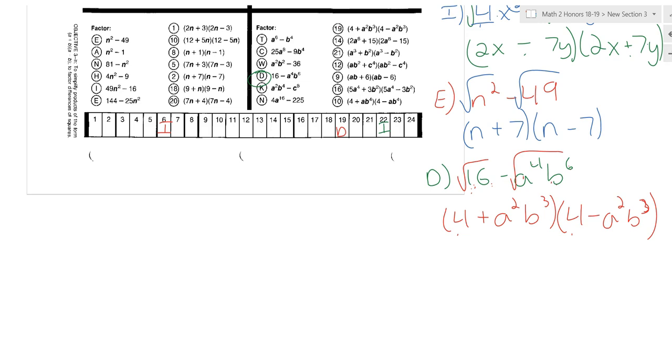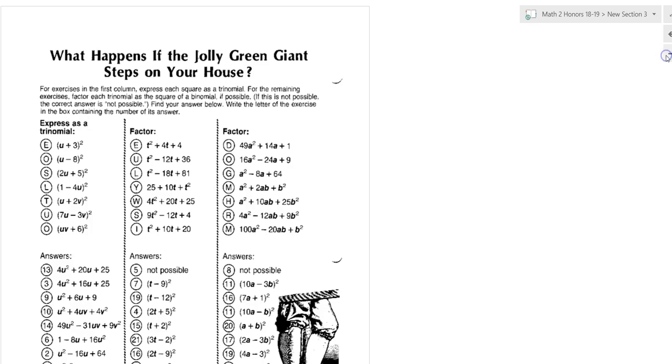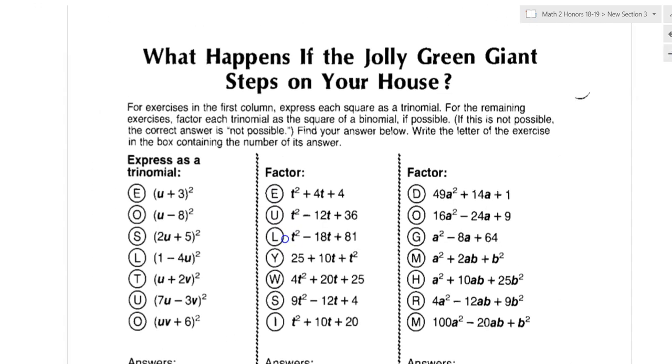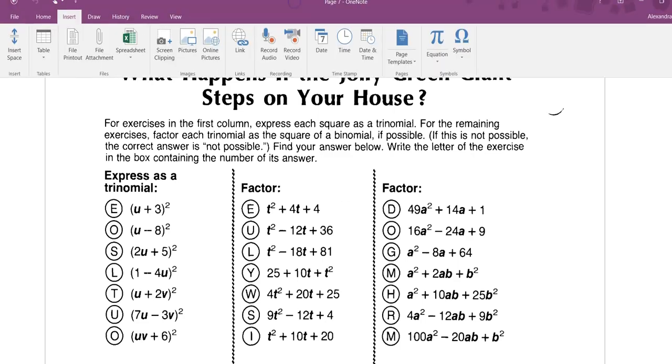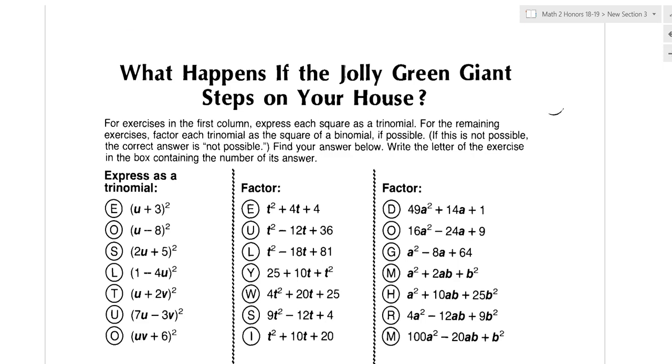All right, go ahead and pause the video, and then work on the rest of these problems. All right, we are now going to look at our next page. So in our last one, we looked at difference of squares. And for this activity, we're going to look at a different type of what we call special case. And it is called perfect squares.